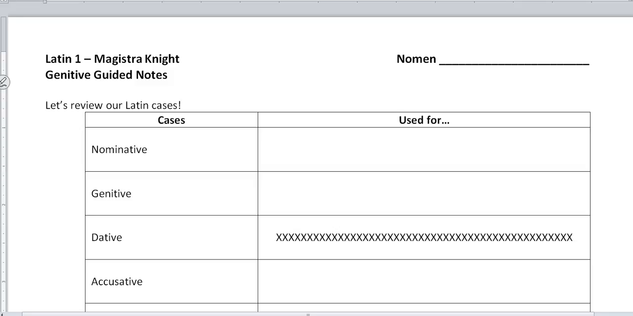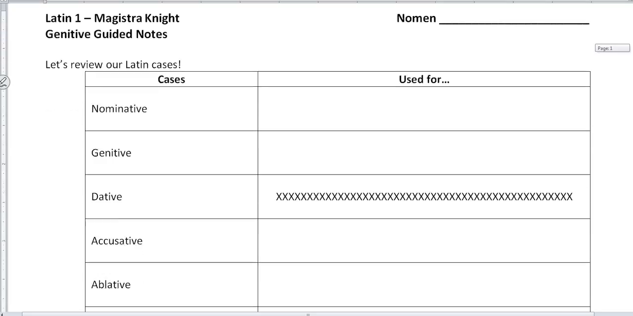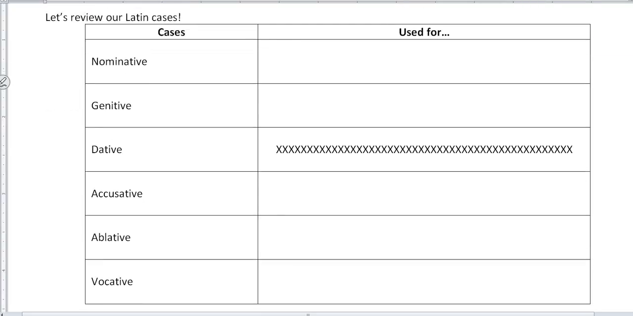So, before we can really talk about the genitive, we've got to review what all of these cases are that we know already. We know the nominative, we know the accusative, the ablative, and the vocative, and we already kind of know about the genitive. So what I would like for you to do first is pause this video right now and tell me what each of these cases is used for. If it's used for multiple things, be sure to mention that. So pause the video, tell me what these cases are used for.